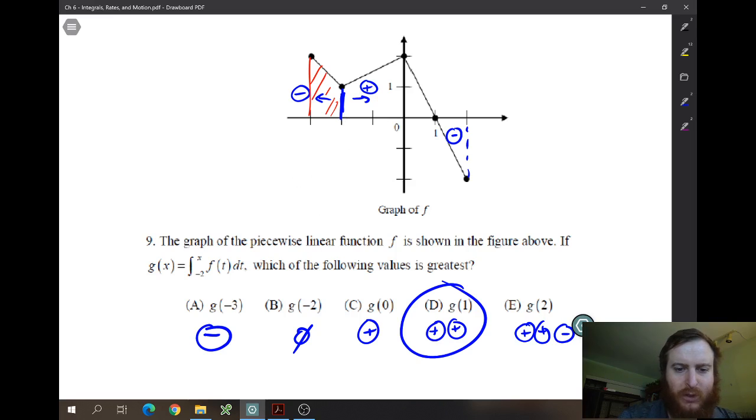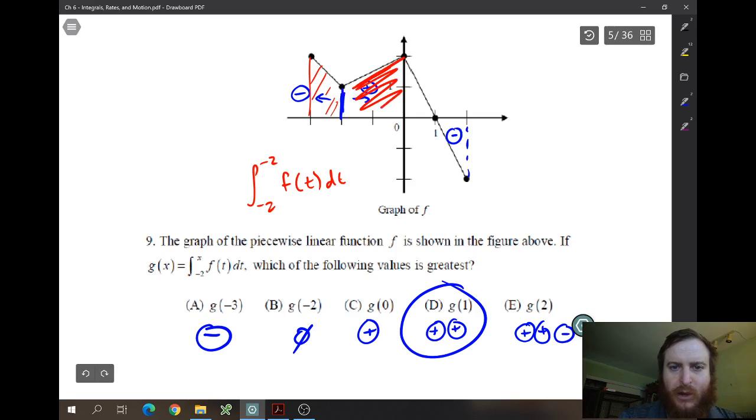For g of -2, that's going to be 0, right? Like the integral from -2 to -2 of f of t dt, right? That would be 0 because our endpoints are the same. For c, we're going to get the integral from -2 to 0. So now we're going to have this area here. So that is going to be a positive area.